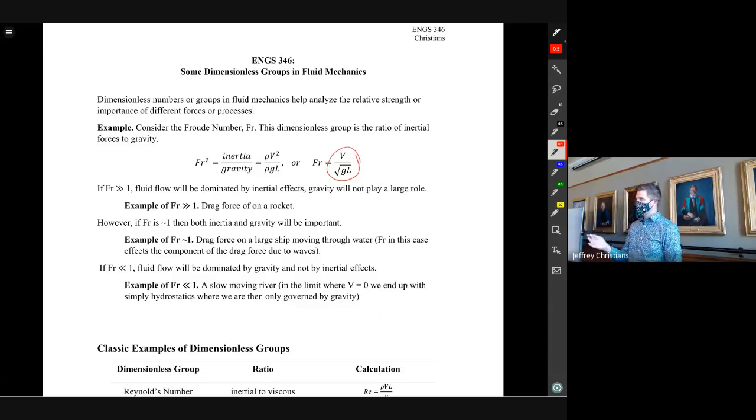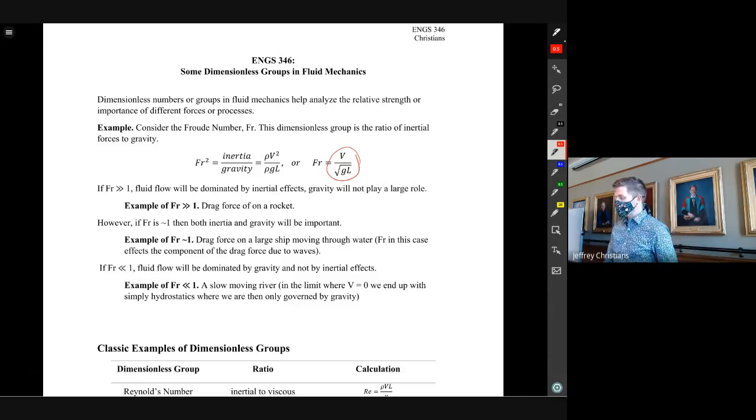So you can tell without doing any fancy calculations, if you look at this ratio of parameters, the dimensionless group, you can tell what is governing the system. Is inertia and velocity governing the system, or are gravity and pressure governing the flow? So if you think of an example where the Froude number is really big, that means inertia is winning, and inertia is really the thing that matters.